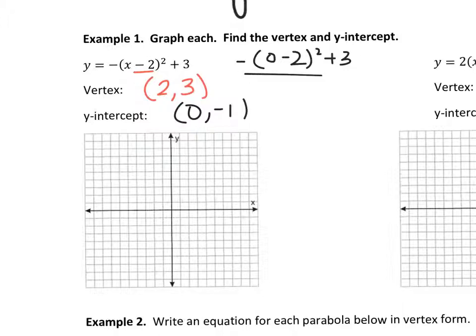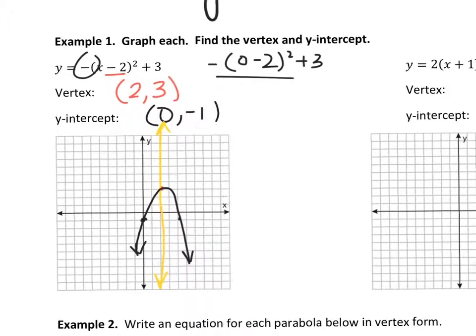So now, when I graph it, I'm going to make the vertex first, (2, 3). Make my y-intercept (0, -1). And because I know that there's a line of symmetry that goes through here, I can use symmetry to find the other point. So if this is 2 units away, symmetrically it would be 2 units away right here. And it's opening down, which makes sense because this is a negative right here.